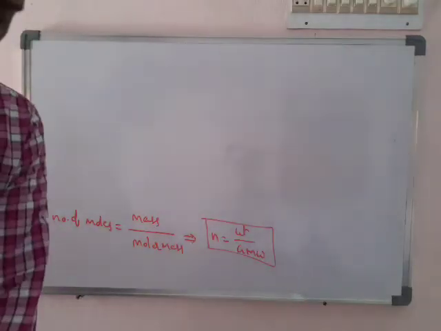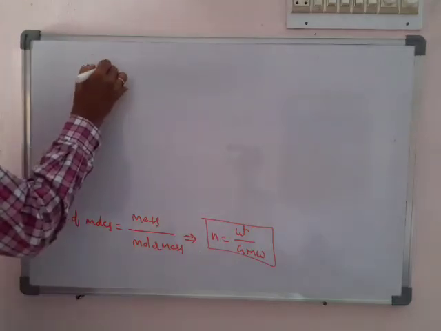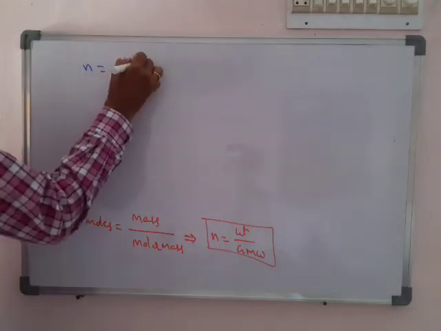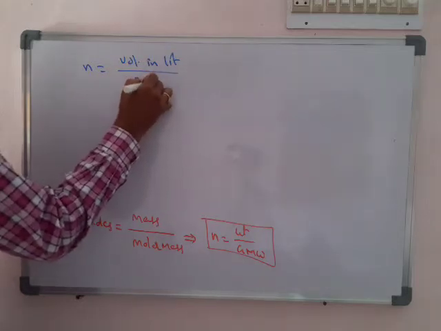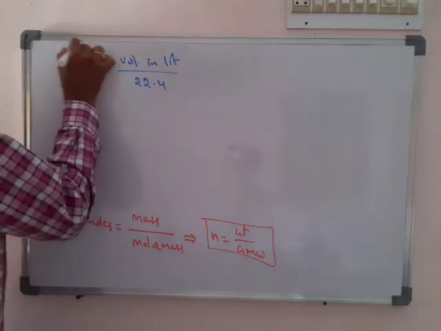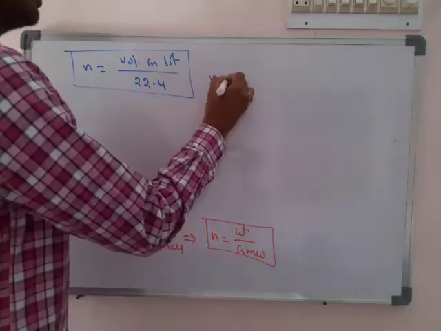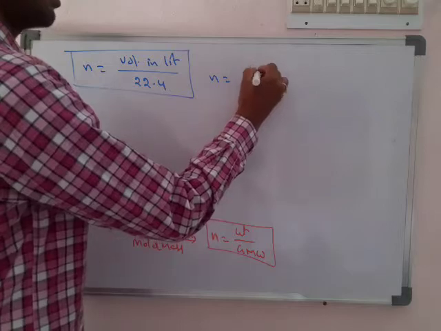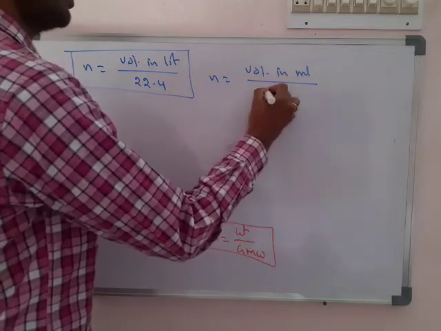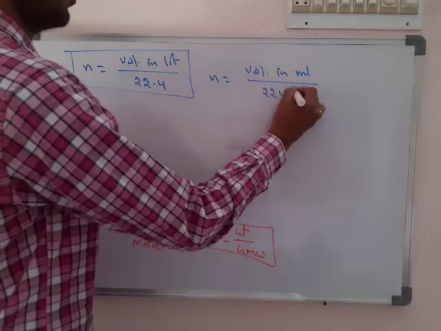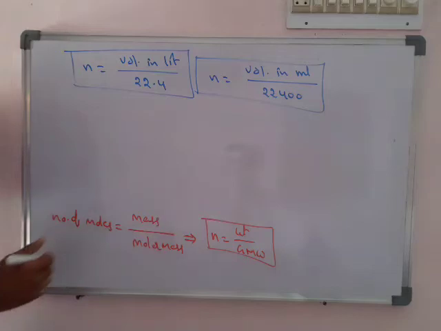If it is given in terms of volume, what is the number of moles? Number of moles equals the given volume in liters divided by 22.4. If the volume is given in milliliters or cubic centimeters, then divide by 22,400. These are all the different relations used to calculate the number of moles.